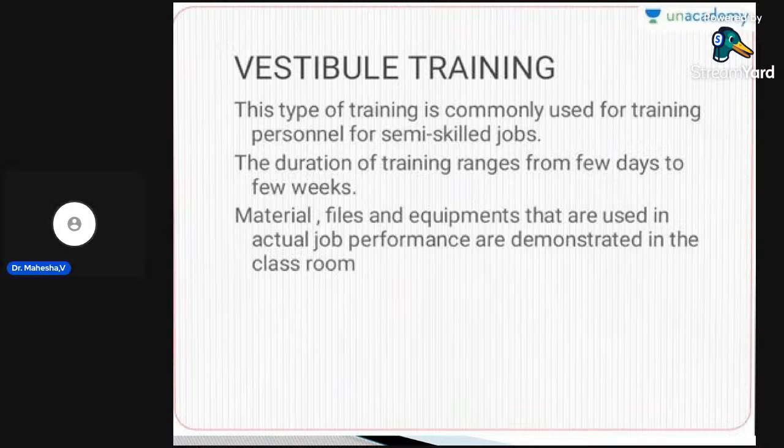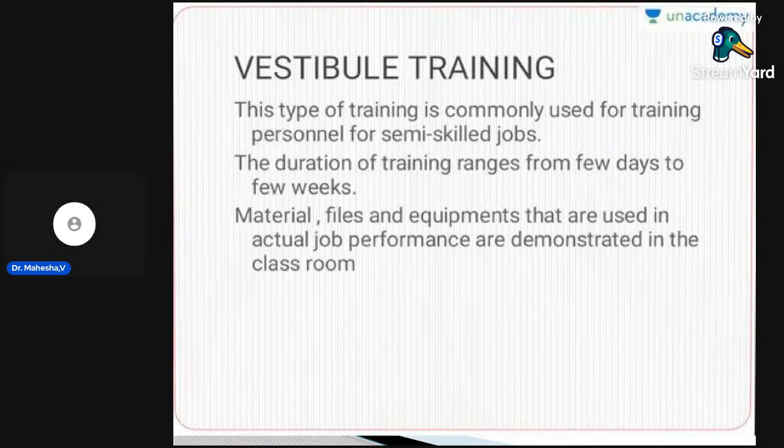Normally, the duration of training ranges from a few days to a few weeks. It may be 7 days to 2 weeks, or 3 weeks, or 4 weeks maximum. The training will be conducted only for a shorter span of time. In the training, materials, files, and equipment that are used in actual job performance are demonstrated in the classroom.